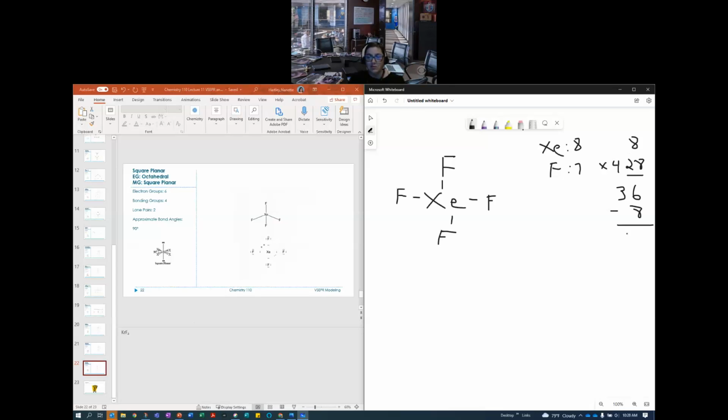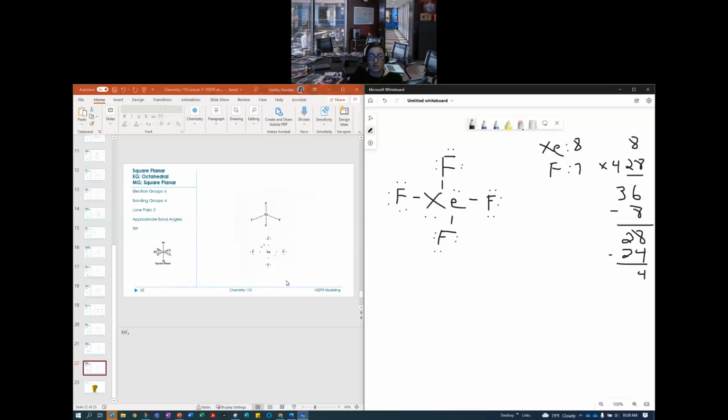Let's see, with 28 that I need to deal with, 1, 2, 3, 4, 5, 6 on each fluorine. Six times 4 is 24. At least we get 4 more. And I'm going to put 1 lone pair there, and 1 lone pair there.